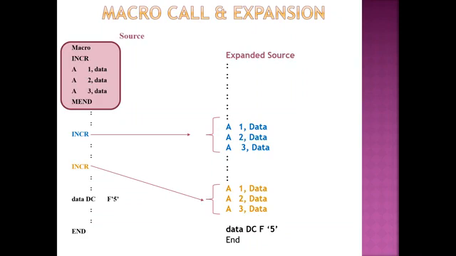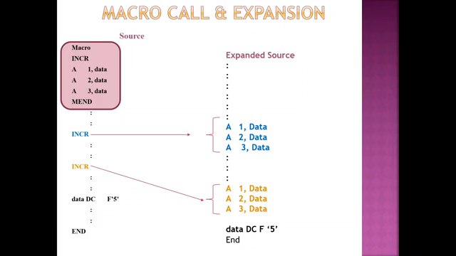Then comes the data part. I am declaring all the data here. So data, DC, define constant. I am going to give the values here. I am going to give this data as F5. F is going to tell you one full word. So this is where the program ends.